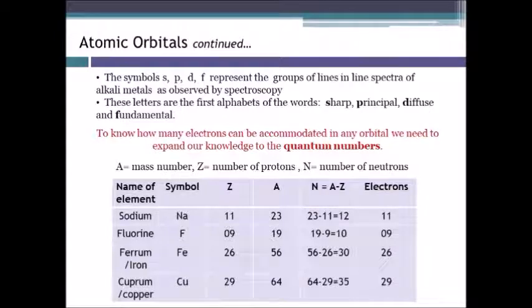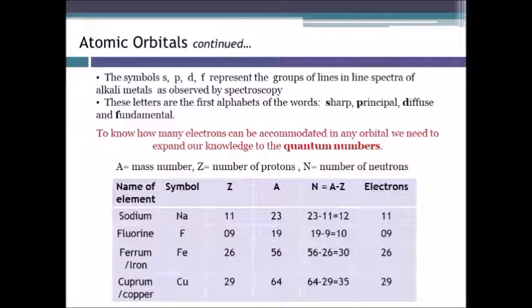alkali metals. So S is the sharp, that is the group of lines that will appear sharp. Principal, which will be the principal line over there in the spectrum. Diffuse, as you can see, the lines are diffuse. And fundamental, those will be the prime. The principal is different from fundamental, but they are those lines which are very important to us in the study of the spectrum of the alkali metals.